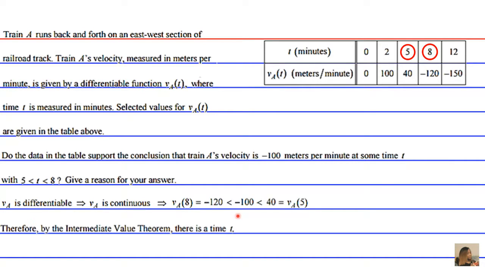All right, so our next step is to say that therefore, by the intermediate value theorem, there is actually a time t, okay, between 5 minutes and 8 minutes, such that VA of t is negative 100 meters per minute. Therefore, the conclusion is true, and the reason for our answer is basically the intermediate value theorem.